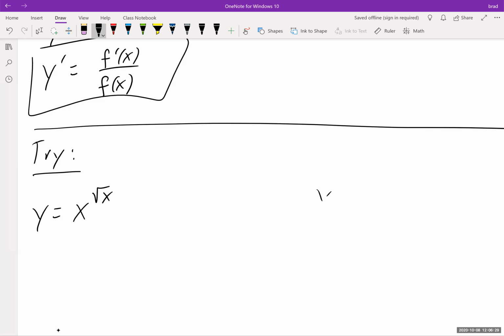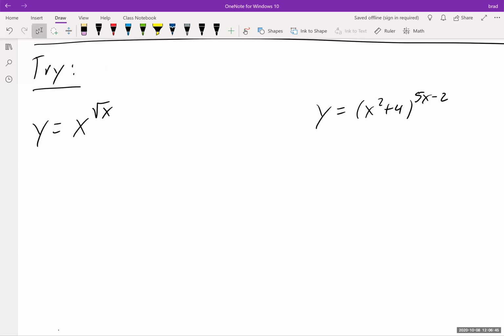Let's try y equals x squared plus 4, 5x minus 2. That other one, I'm running out of steam and that one would take a lot longer. Okay, so we have x squared plus 4 and 5x minus 2. So let's pause the video and you give these a try. These will be our last 2 problems of the day. Let's see if you've figured out how to do these problems now.